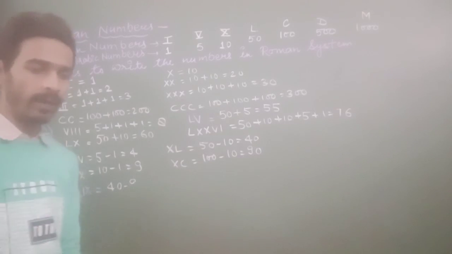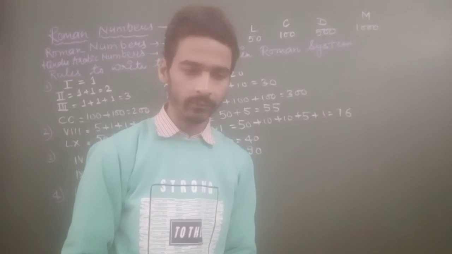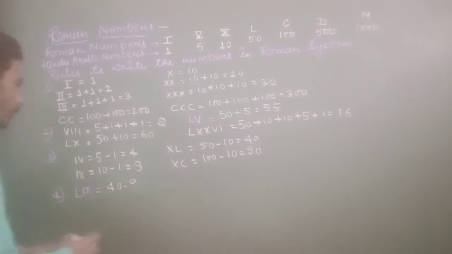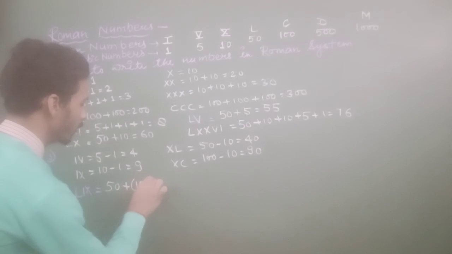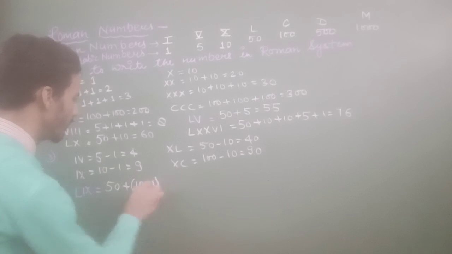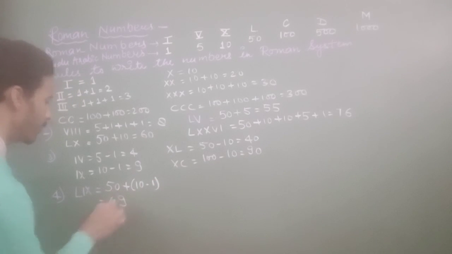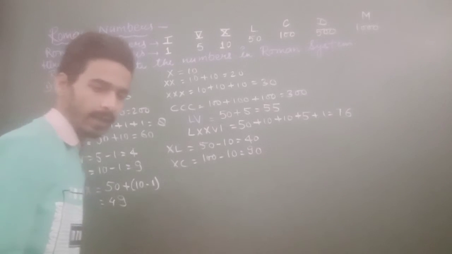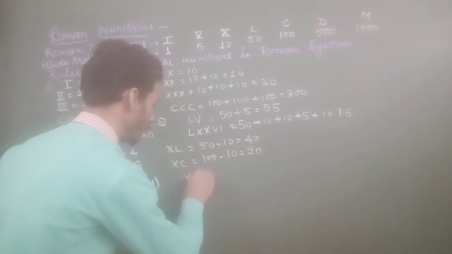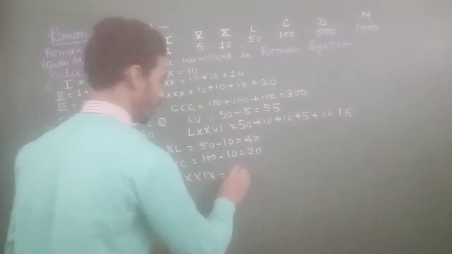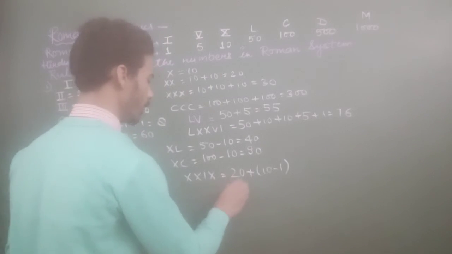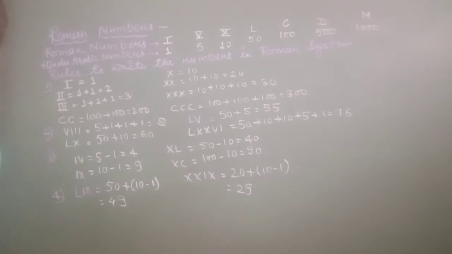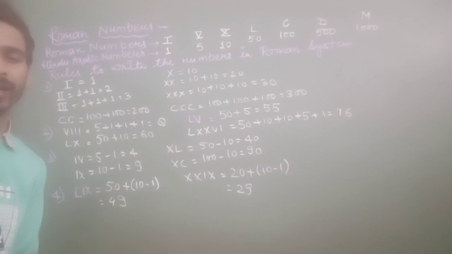So 50 plus 10 minus 1, that is 49. The next example is XXIX. That is 20 plus 10 minus 1, that is 29.